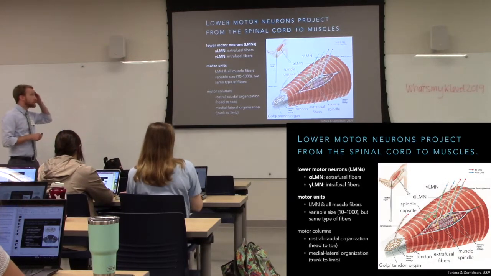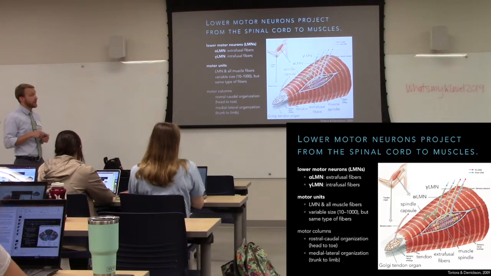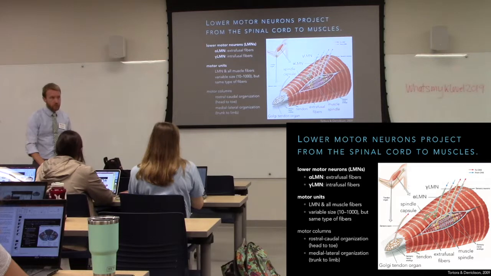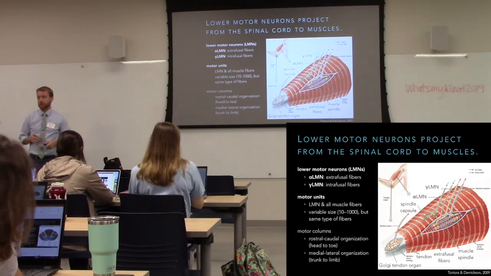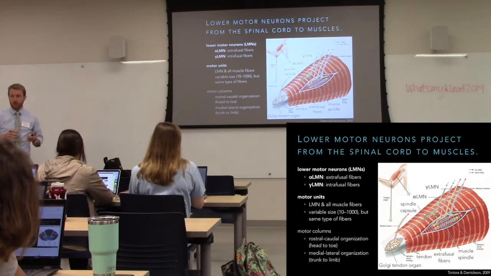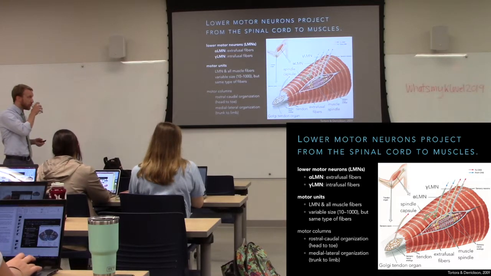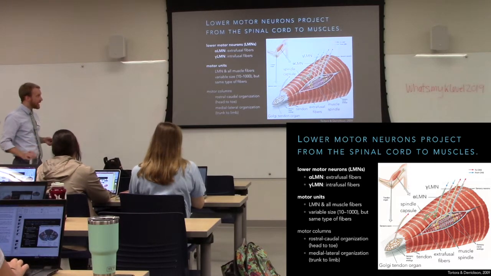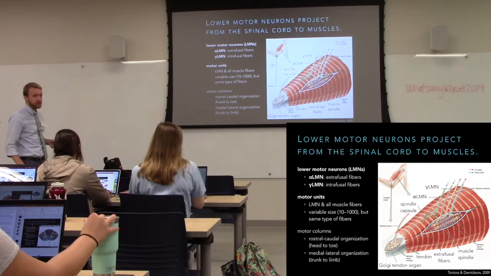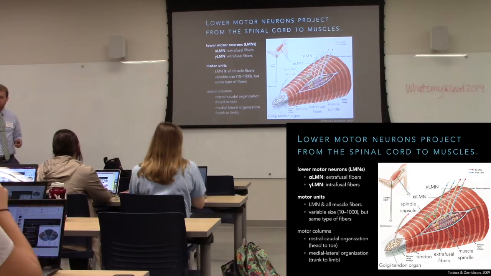The lower motor neurons are going to have two main types, as we've already covered. There's your alpha and gamma lower motor neurons. They'll hit different types of muscle fibers. The alpha lower motor neurons are a little bit larger. Those are going to innervate the much larger extrafusal fibers and cause movements at joints. They're going to cause overt changes in muscle length. Our skeleton moves around, our body moves around. The gamma lower motor neurons are going to innervate the intrafusal fibers of the muscle spindle and regulate spinal reflexes.